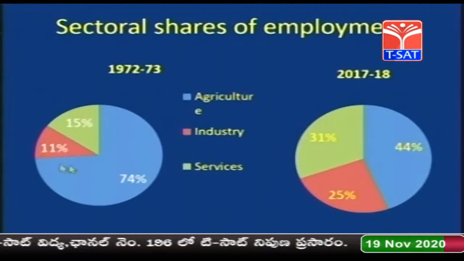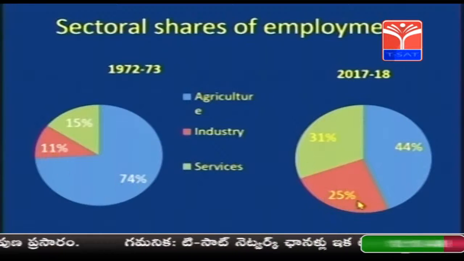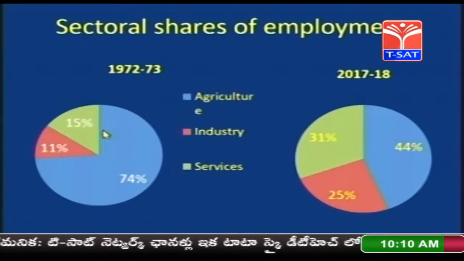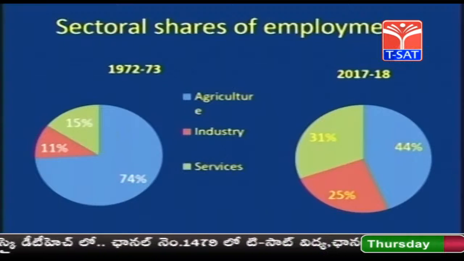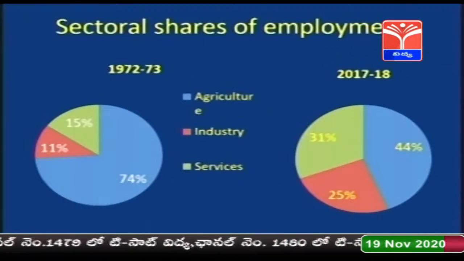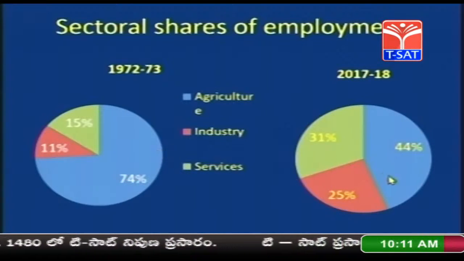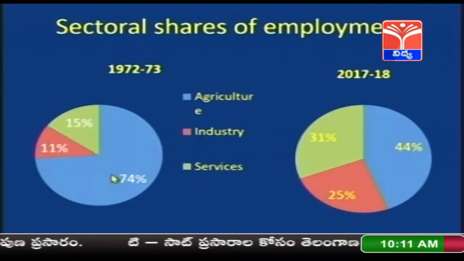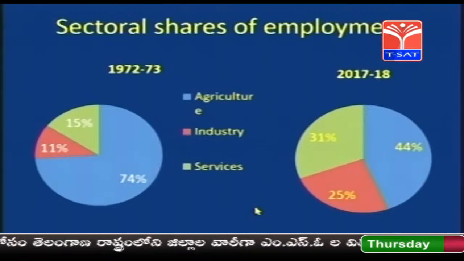Even the industry sector, which was 11%, has now increased to 25%. Previously, in 1970 to 73, 15% of the employment was in the service sector, but now it is 31%. It was increased. The only declining sector is agriculture. The shift has taken place, but very little.